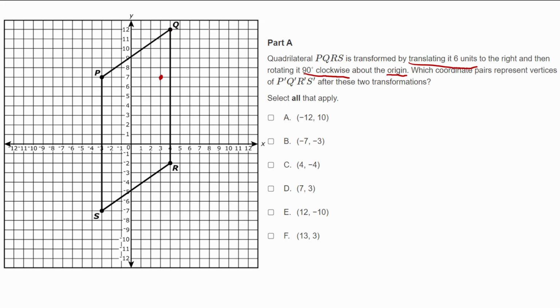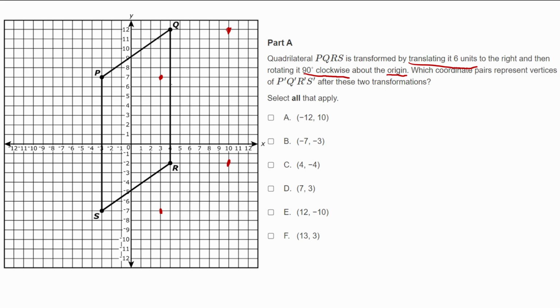1, 2, 3, 4, 5, 6. That gives me my floaty point, Q. Come on down to S. 1, 2, 3, 4, 5, 6. That gives me our floaty point of S. And then R is 1, 2, 3, 4, 5, 6. That gives me my floaty point of R. And as you could tell, if we connected these, they would all give us that same shape, that same quadrilateral.